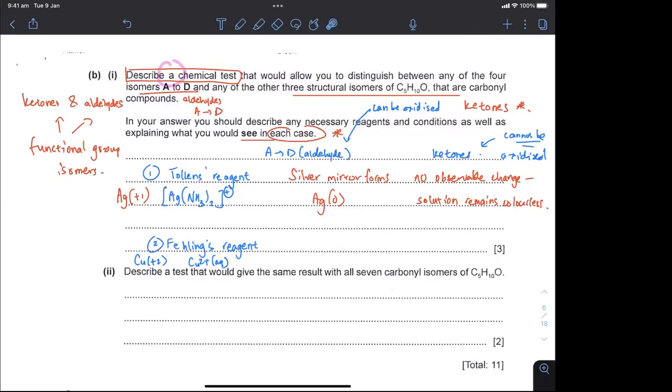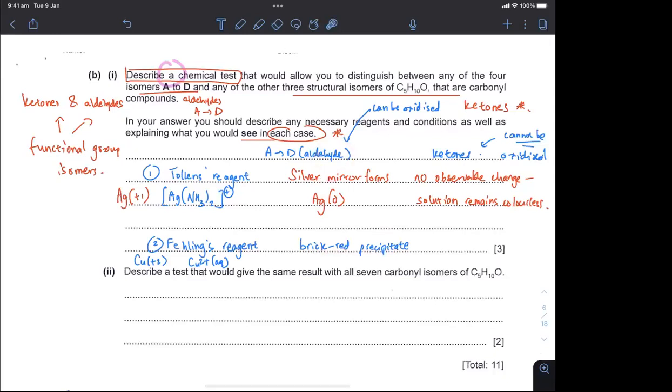Benedict solution with reducing sugar. Blue to red. Do you get red solid or red solution? Red solution. Nope. You get a brick red PPT. Am I correct, people who do biology? Have you ever done this? You don't get a blue solution. The blue solution turns into a brick red solid. This is a brick red precipitate.